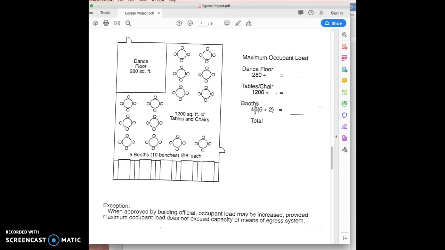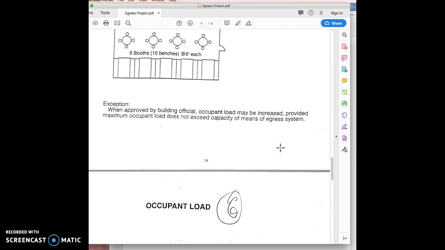There's 10 booths or 10 benches, and the code says that every bottom is allowed to be 2 feet of space. Now, I know some people have bigger bottoms than others, and some people have narrower ones, but they're generalizing and saying we need 2 feet per person. And that's including space for moving your arms around because you're dining. So it's 6 feet divided by 2, which is 3, and then the 10 times 3 equals 30. So I believe that one was 166.